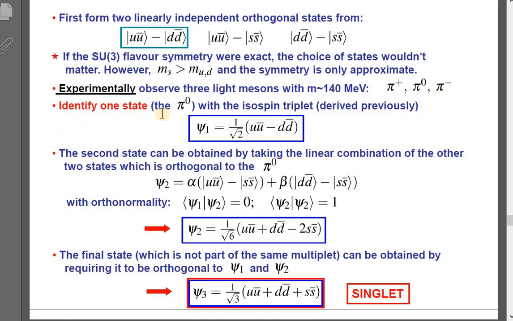Now, we identify one state, the pi 0, with the isospin triplet, which we have discussed in my last lecture, this one. The second state can be obtained by taking the linear combination of the other 2 states, which is orthogonal to the pi 0 in this way. And with orthonormality, we get this psi 2. Note that the final state, which is not part of the same multiplet, can be obtained by requiring it to be orthogonal to both psi 1 and psi 2. And as a result, you get this singlet state.